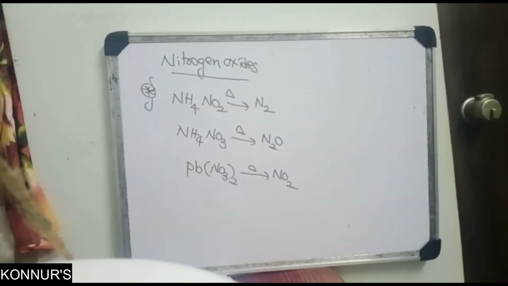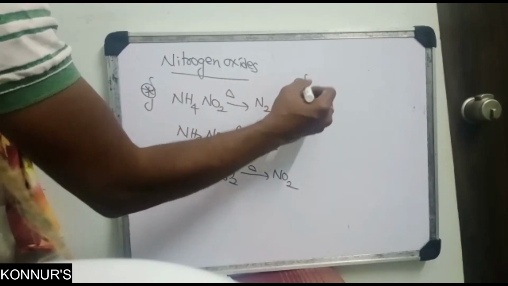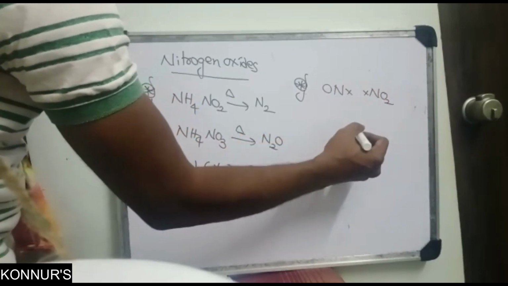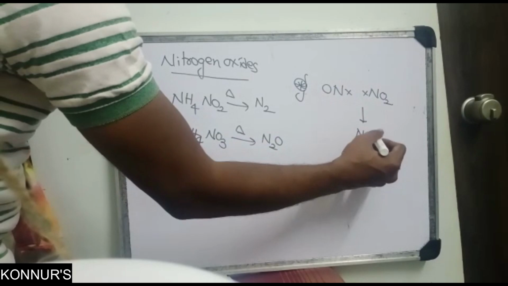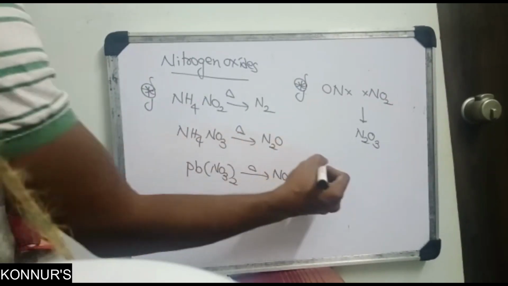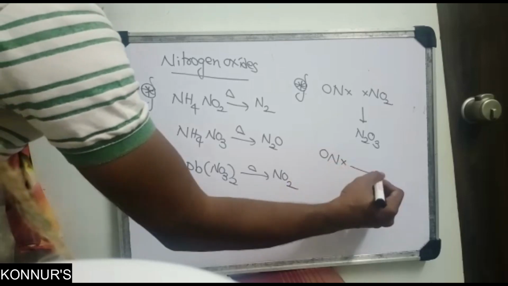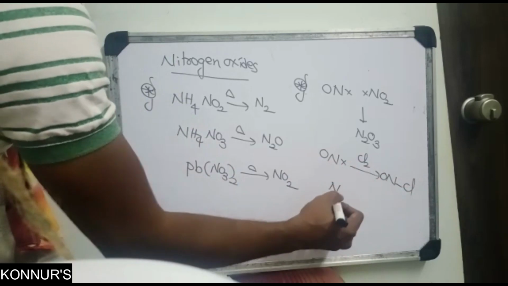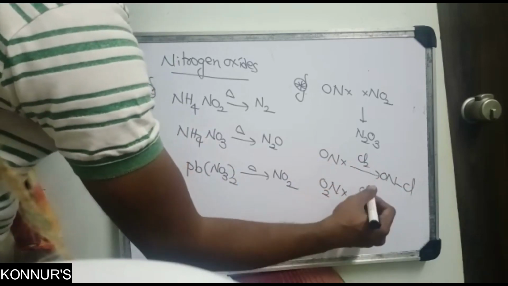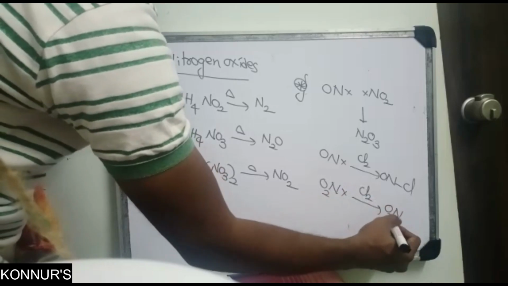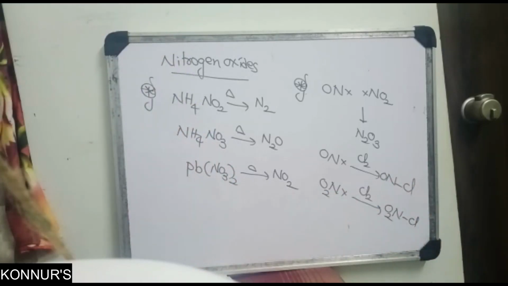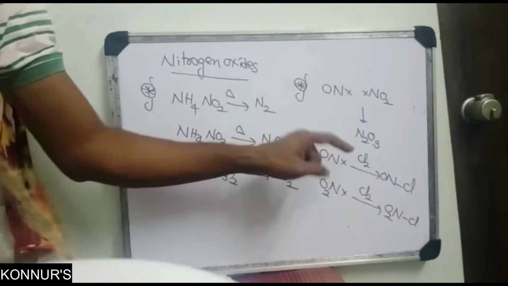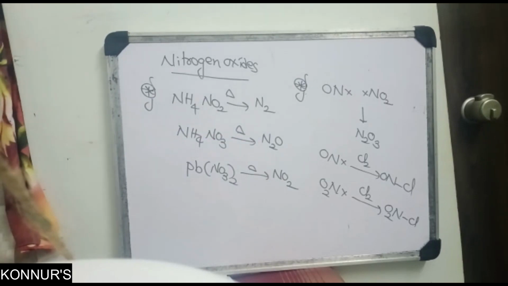Next, NO and NO2 both are famous. NO contains a single electron. NO2 contains a single electron. Both combining, you are getting N2O3. Next, NO contains a single electron. When treated with chlorine, your answer is NOCl. NO2 also has a single electron. When treated with chlorine, you are getting NO2Cl. Nitrosyl chloride, nitronium chloride. So these involve single electrons. That is an important one.